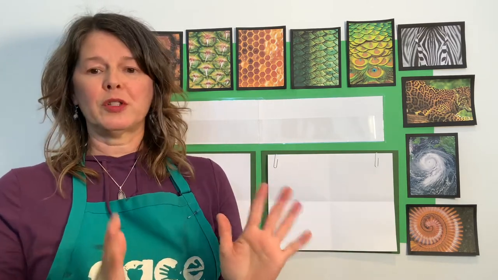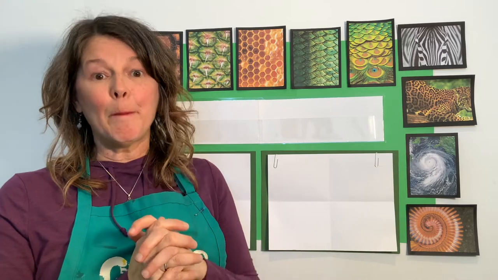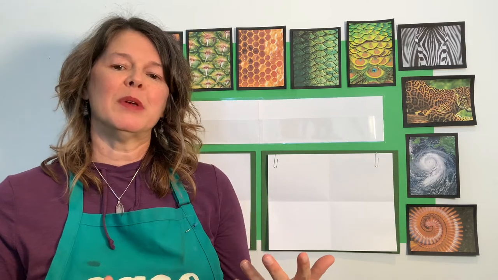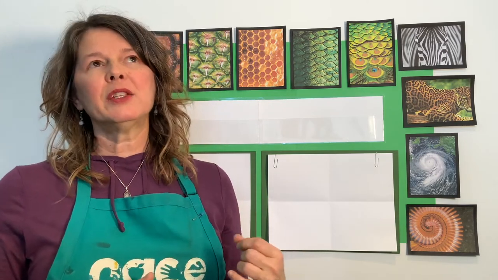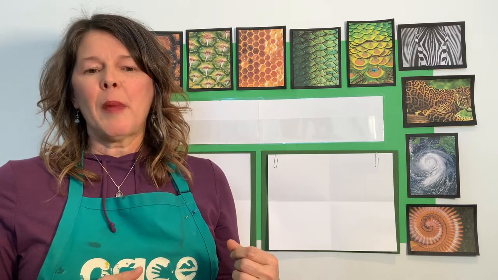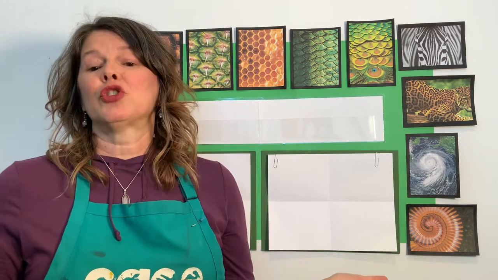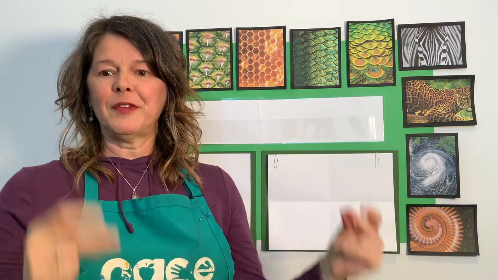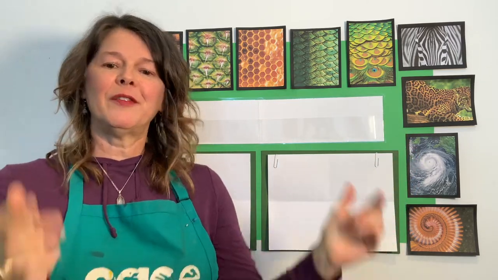We have one more to talk about. Let's do an A, A, B, kind of opposite of an A, B, B. A, A, B. And let's use some objects that we can find in nature. Let's do leaf, leaf, rock. Leaf, leaf, rock. A, A, B. A, A, B. It just keeps repeating itself. That's what makes it a pattern.